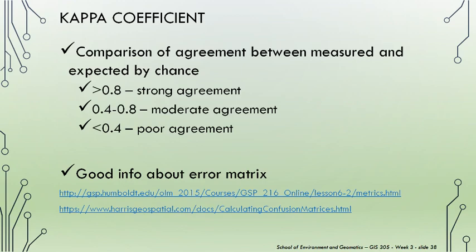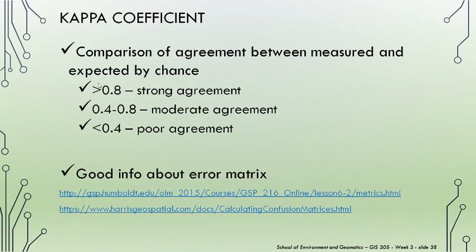There's another metric that sums up the accuracy of a given classification, and that is the kappa coefficient. It's a statistical product. Again, it's a comparison of the agreement between our measured success levels and how they would compare to what you would expect from an absolute random assignment of your pixels to different classes.